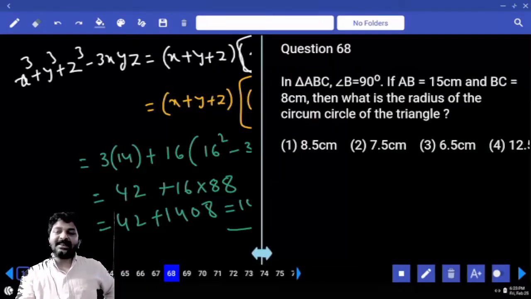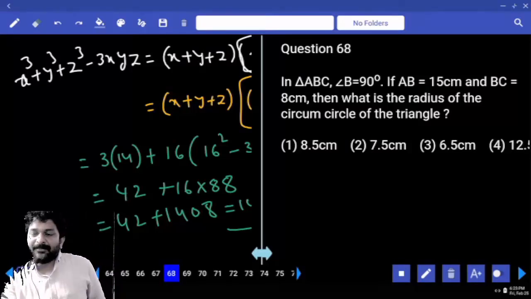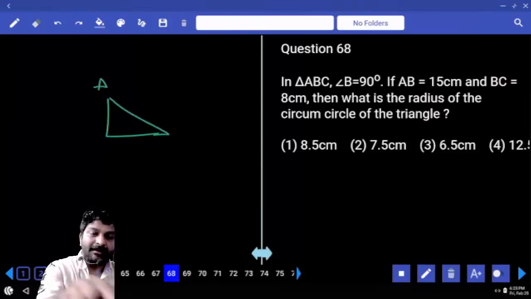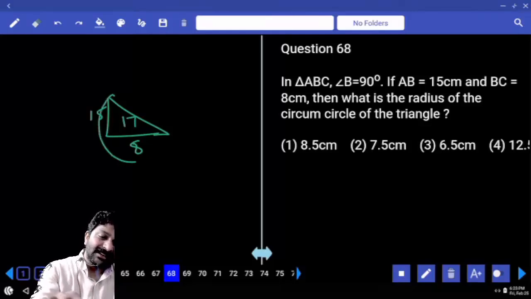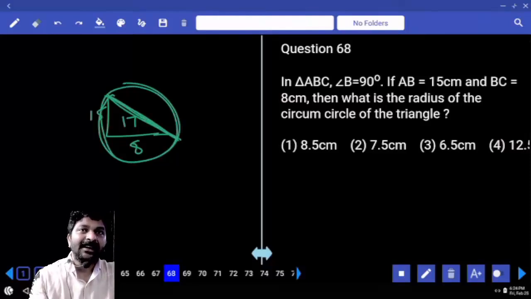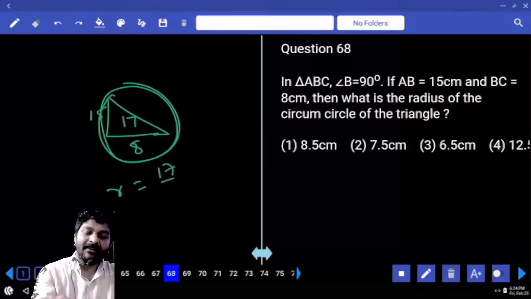Next, in a triangle ABC, angle at B is 90 degrees, AB is 15, BC is 8. Then what is the radius of the circumcircle of the triangle? Okay, first let me draw the triangle here. It is a right angle triangle they mentioned. ABC, AB is equal to 15 and BC is equal to 8. Then hypotenuse must be equal to 17, right? Which is a circumcircle. That means the circle will be like this only. And this AC value is equal to the diameter. So if diameter is equal to 17, radius must be half of that, which is equal to 8.5.